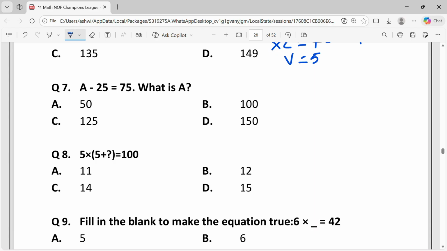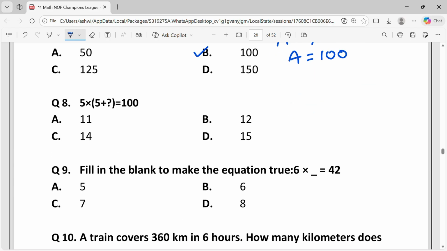Question 7. A minus 25 is equal to 75. What is A? So A is equal to 75 plus 25. So A is equal to 100. That is option B.